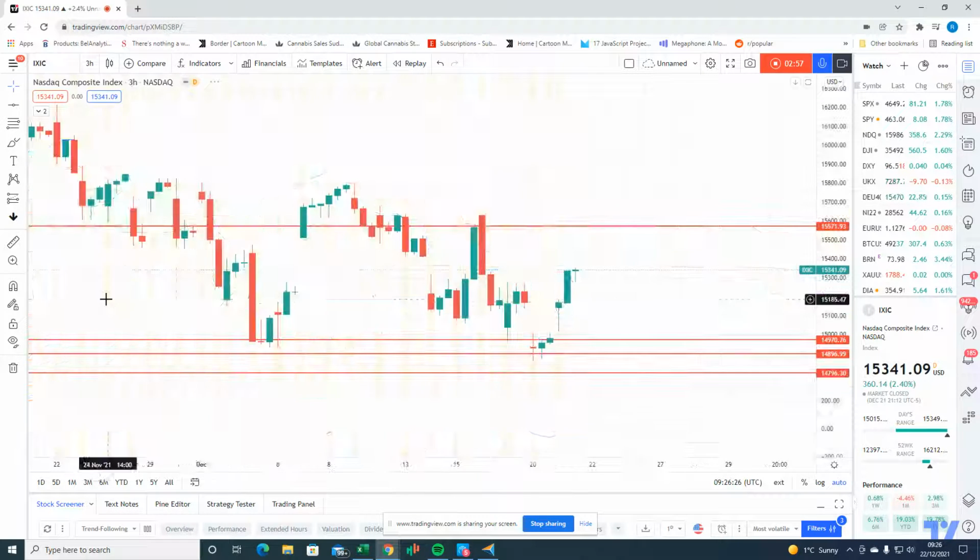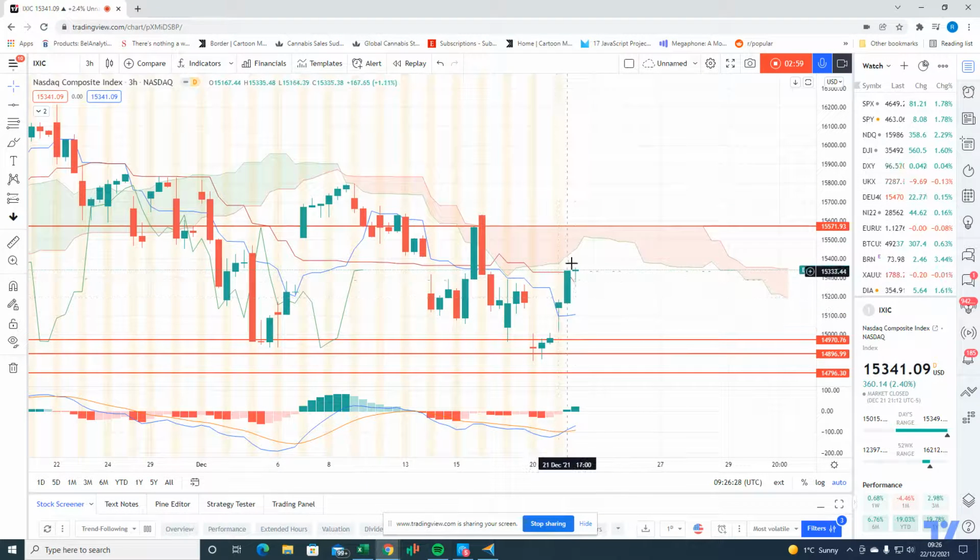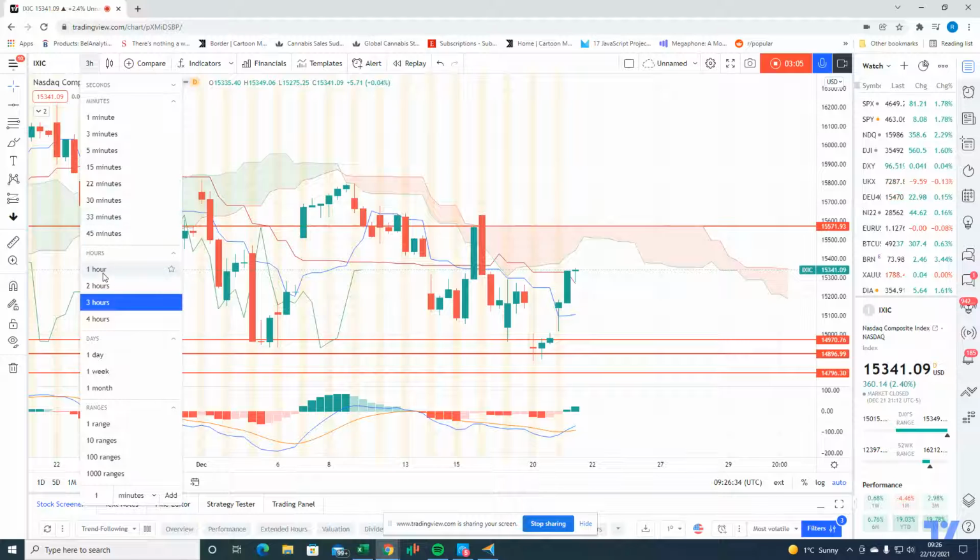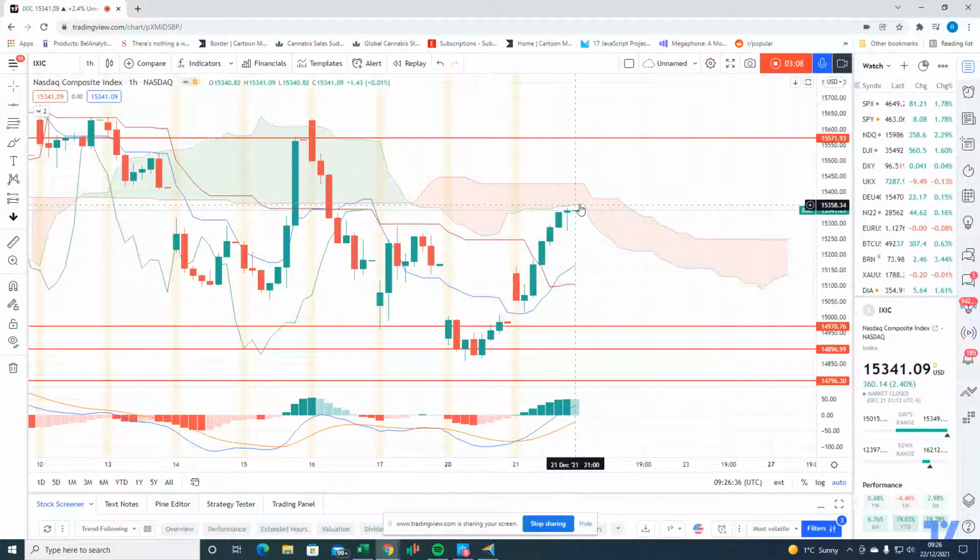If we look at the 3-hour one, also not out of the woods yet. We need to break past, note that major resistance zone, 15,571 on the 3-hour. Let's take a look at the hourly one. Right there at the bottom end of the cloud, we need to see a breakout past that.